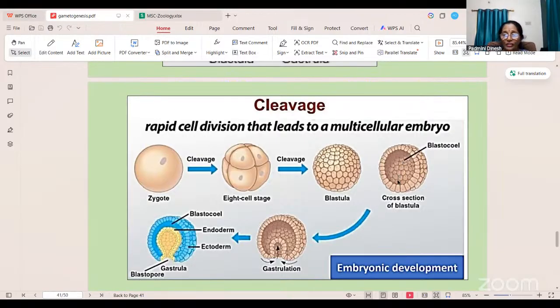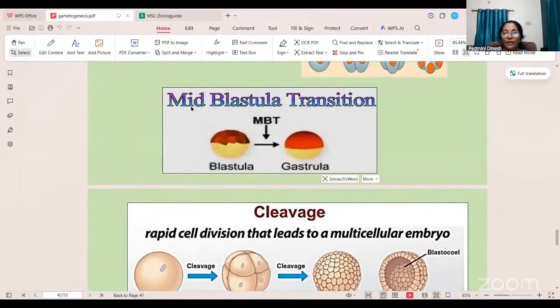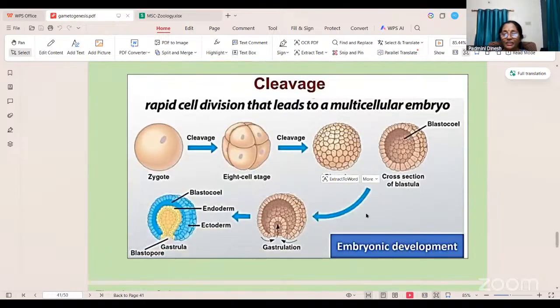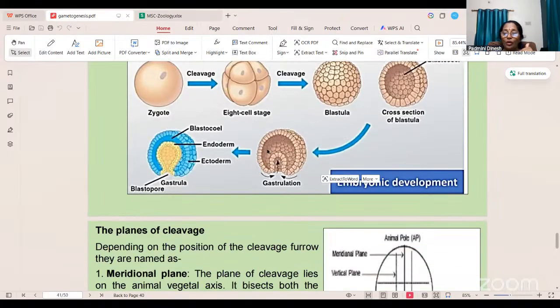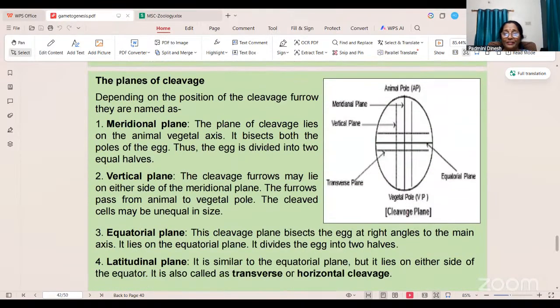Now this goes into the next phase called gastrulation. This phase is called the MBT phase. What is MBT? Mid-blastula transition. So when it goes from the blastula stage to gastrulation, that is called the MBT stage. And this gastrulation occurs so that it gives rise to three important germ layers, that is the ectoderm, endoderm, and mesoderm germ layers. Now, before that, we'll talk about the cleavages, how the cleavages occur, and what shapes you find in these cleavages.